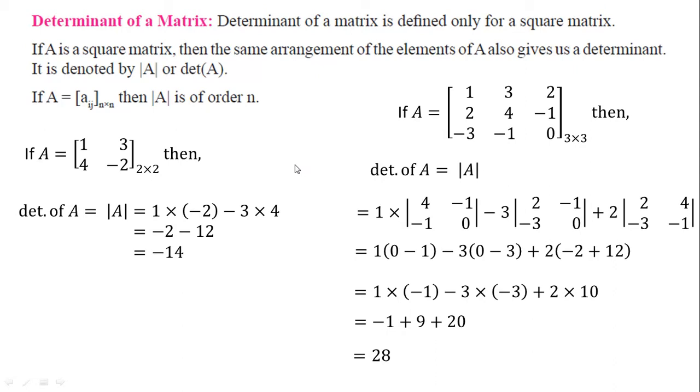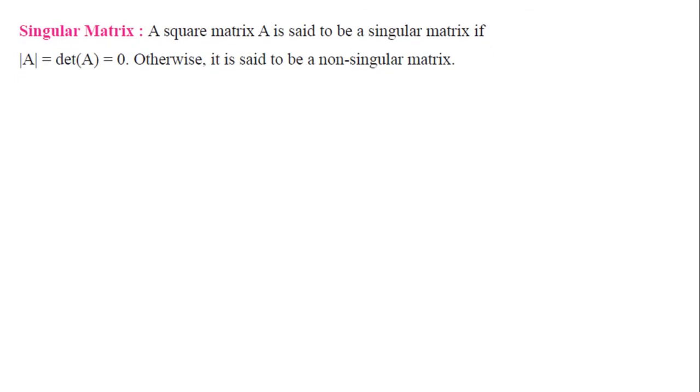Now we will see the next type of square matrix, that is a singular matrix. Now see the definition of singular matrix.